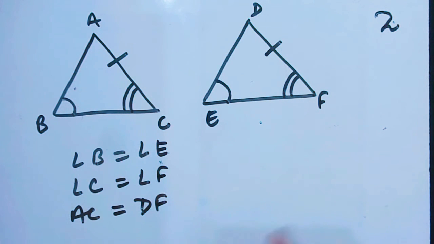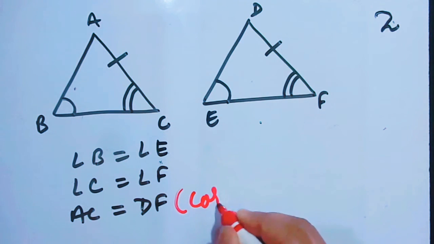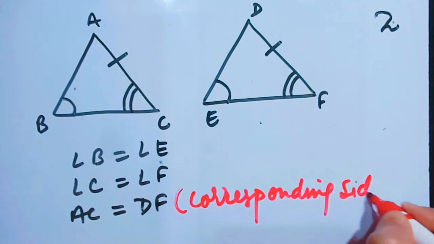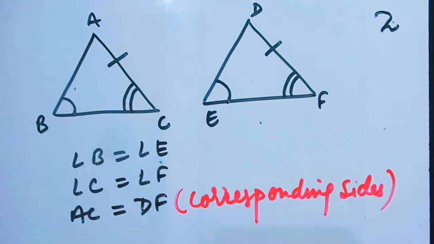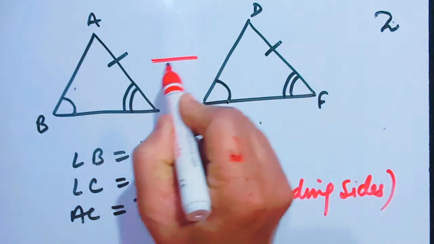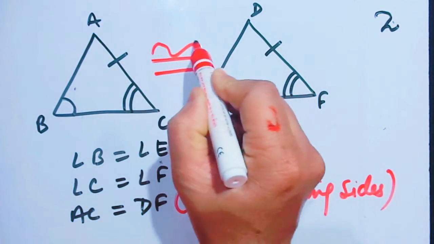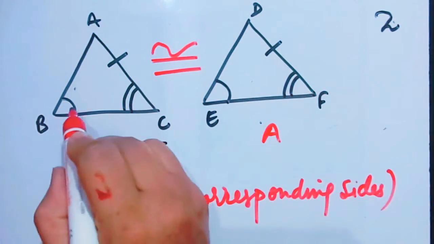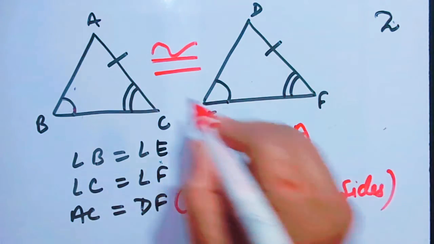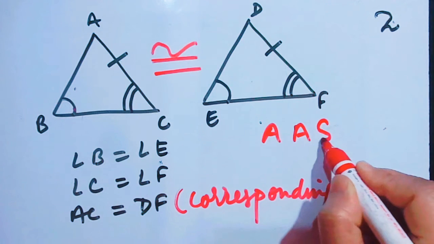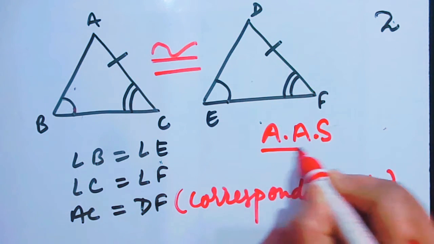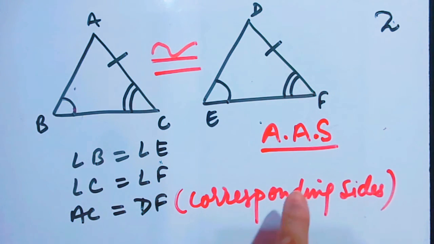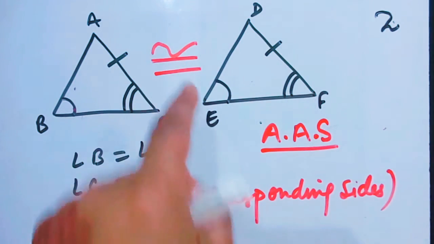Let us take right here corresponding sides. If the corresponding side is given equal, then we would say that these two triangles would be congruent by which respect? By angle, angle, side, and one side which is given as the corresponding one. So by using angle, angle, side, we would say that these two particular triangles are congruent.